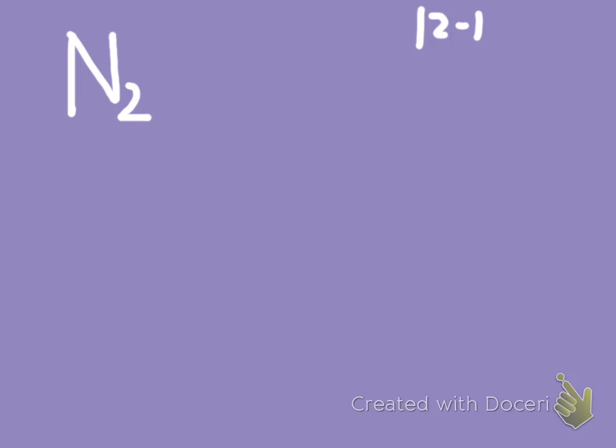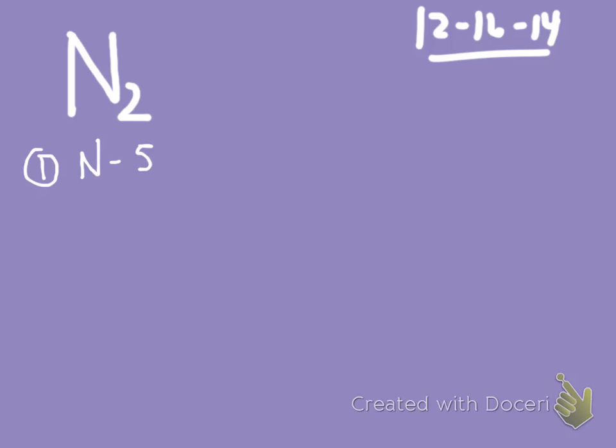So this is 12, 16, 14. Okay, N2. What's our first step if we're doing the Gooch method? Count the valence electrons. So, nitrogen has how many valence electrons? 5. And you got that information from where? The periodic table, because it's group 15. Group 15, so it's got 5 valence electrons.